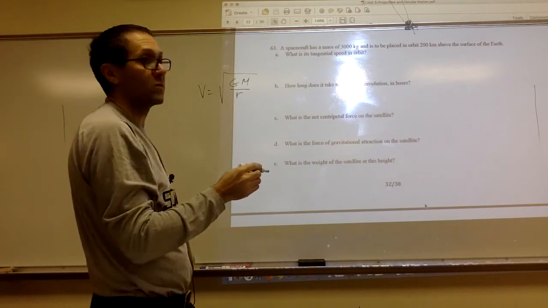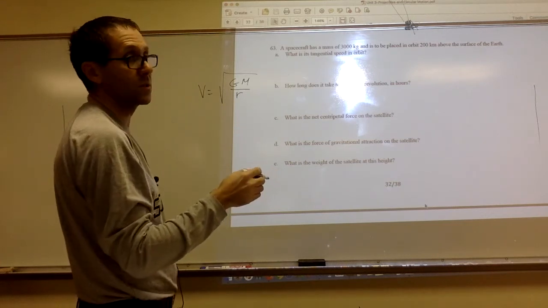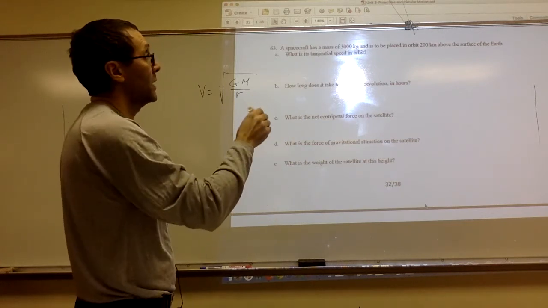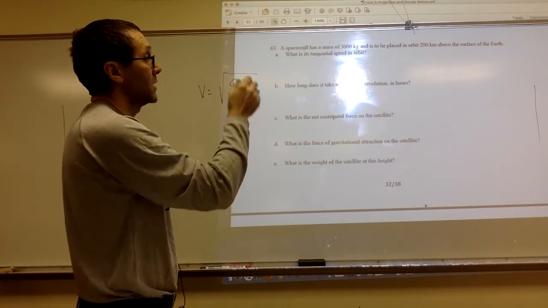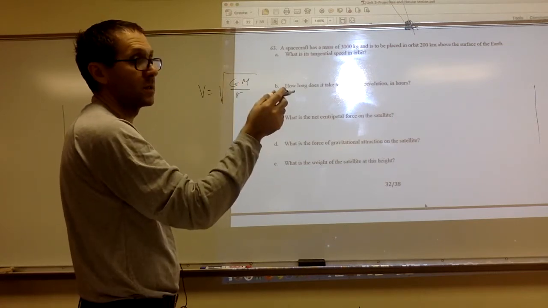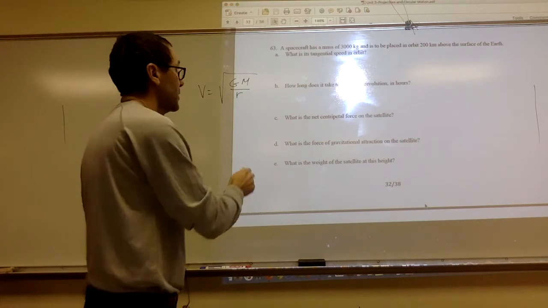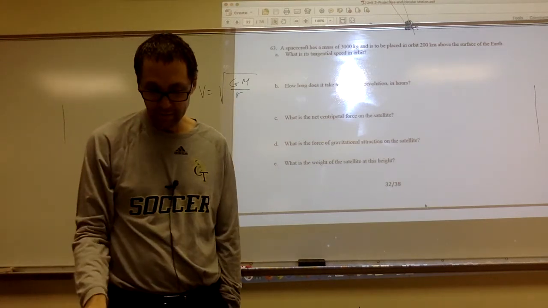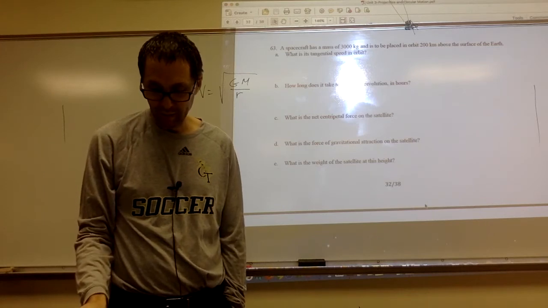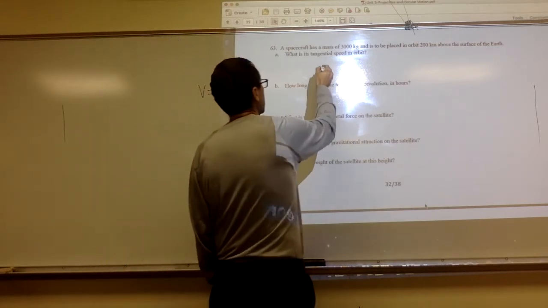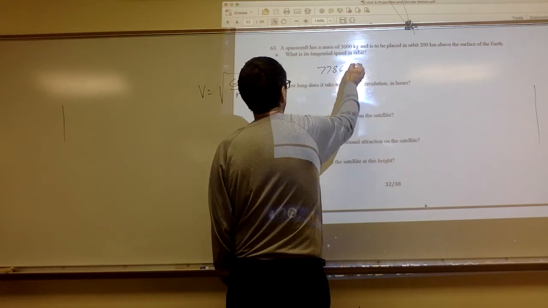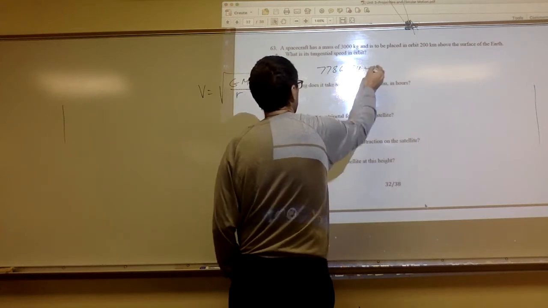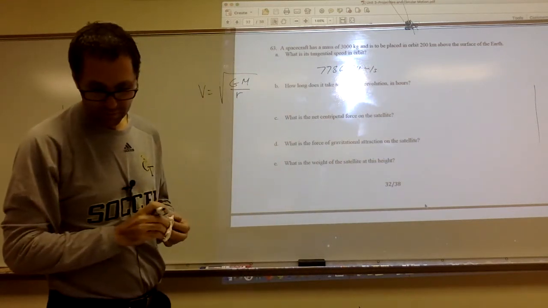So a couple things we have to do here. We have to change kilometers to meters, and we have to be aware that's above the surface. So it's going to be 200,000 meters plus the radius of the Earth. That's what the r is. Now, if you do the math here, you should get 7786.94 meters per second.